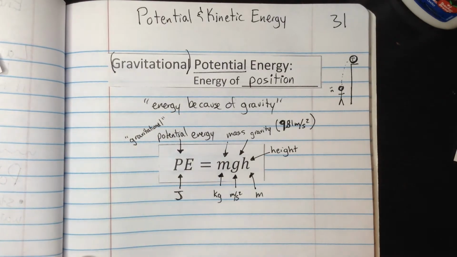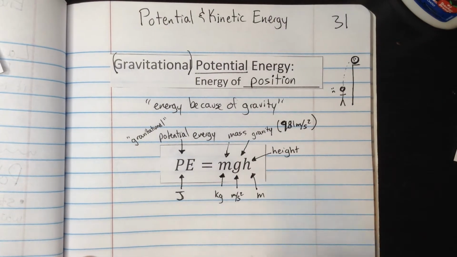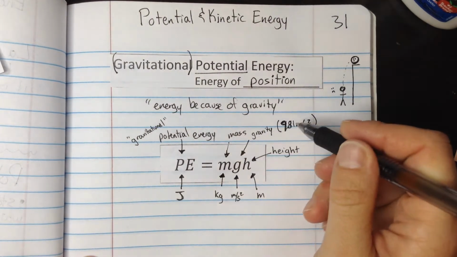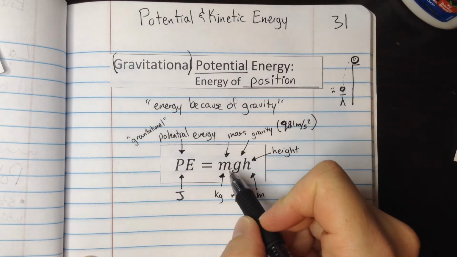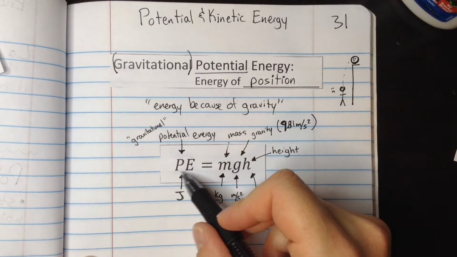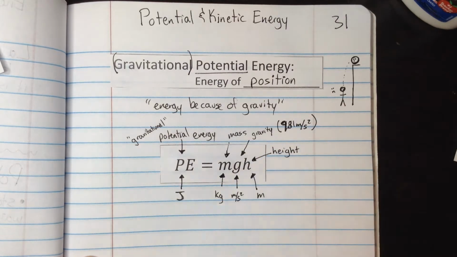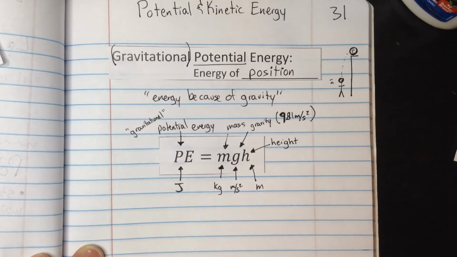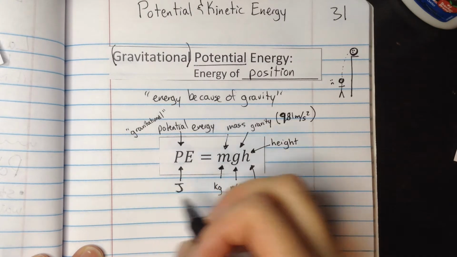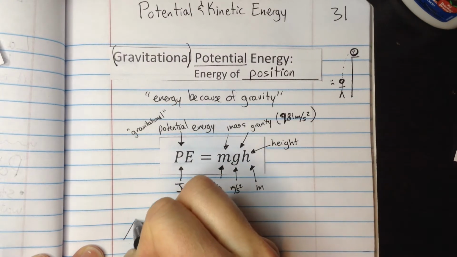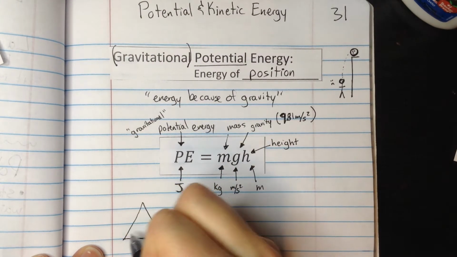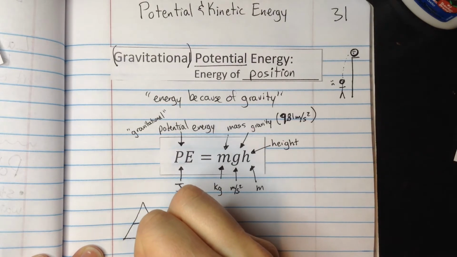Now, it may be necessary to rearrange this formula. We will never solve for gravity because we already know what gravity is. But we might solve for the potential energy, the mass, or the height of an object. Now, you may look at this formula and go, well, I can't put that in the triangle. Well, actually, you can, if you're very careful. So, we could put this in the triangle in 2 different ways.